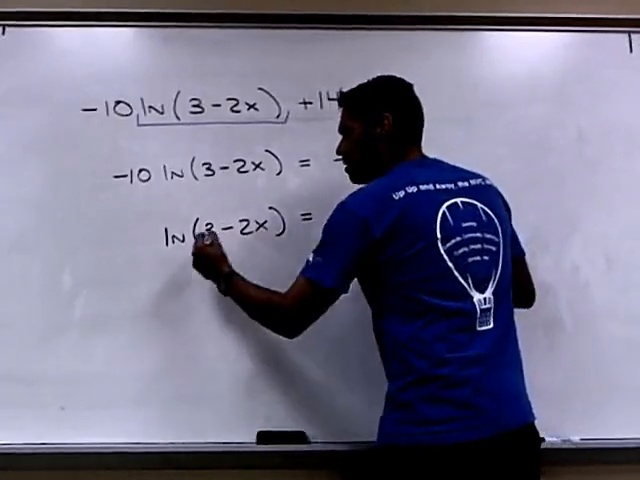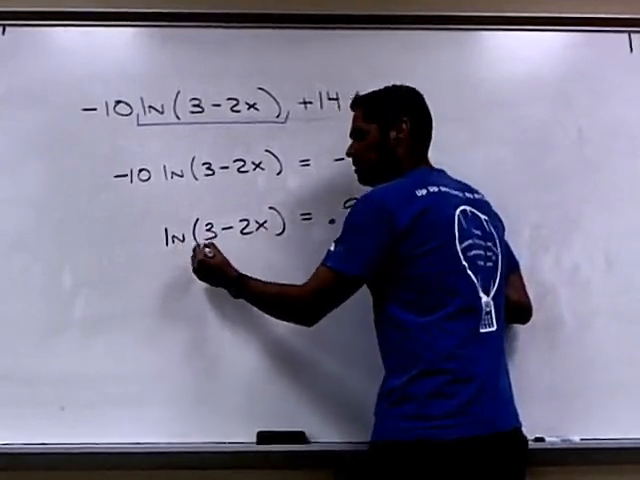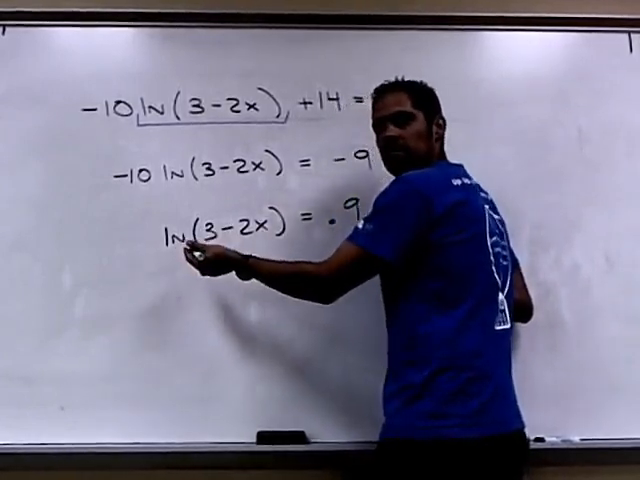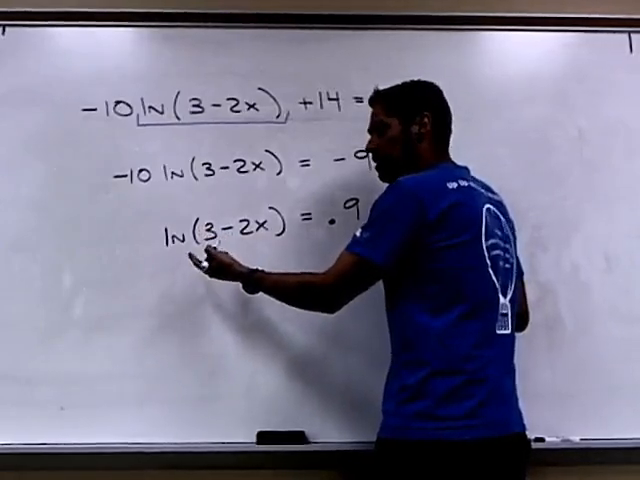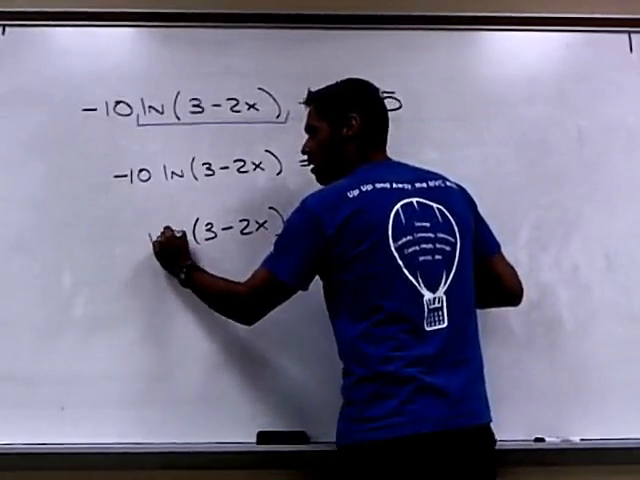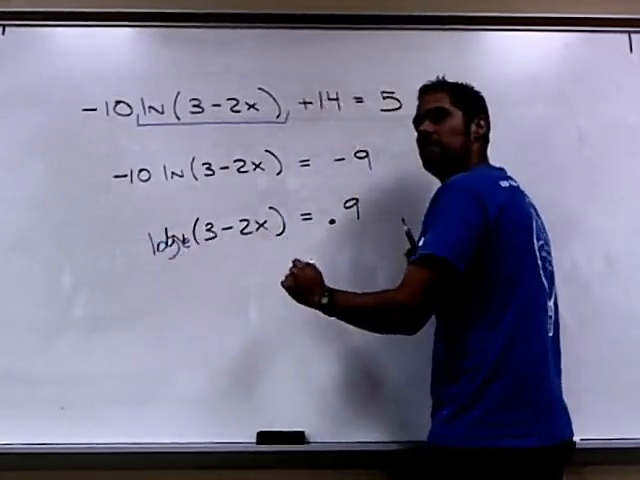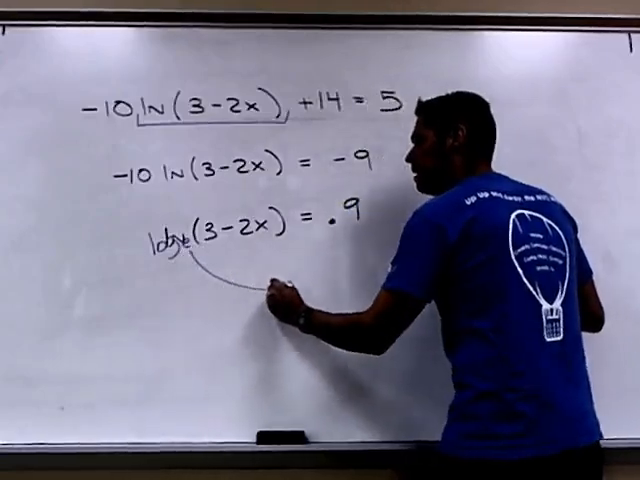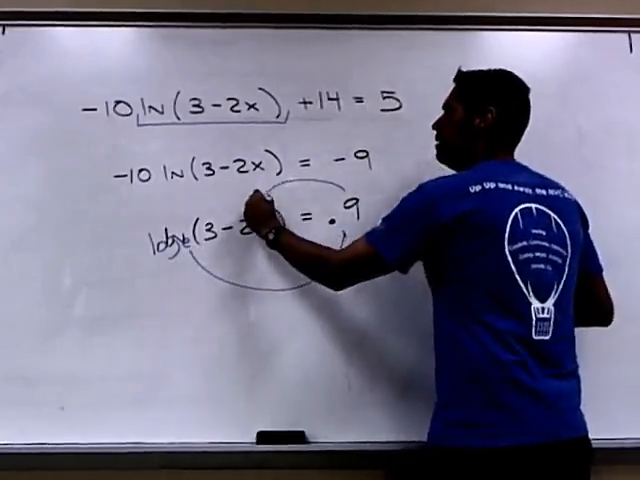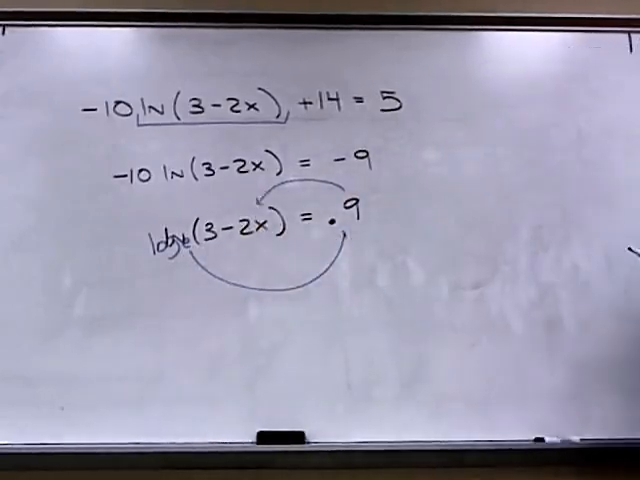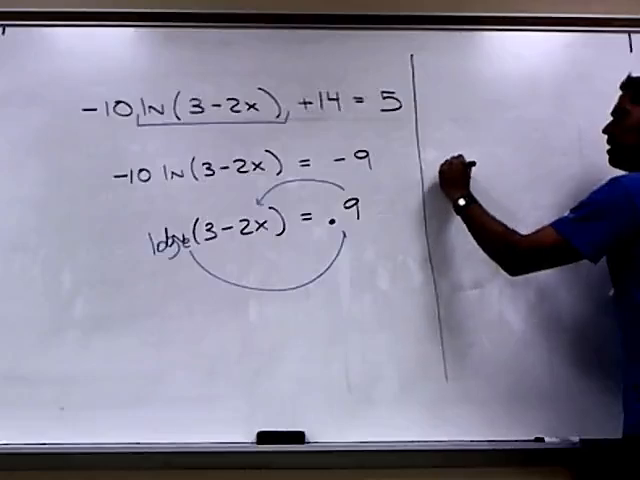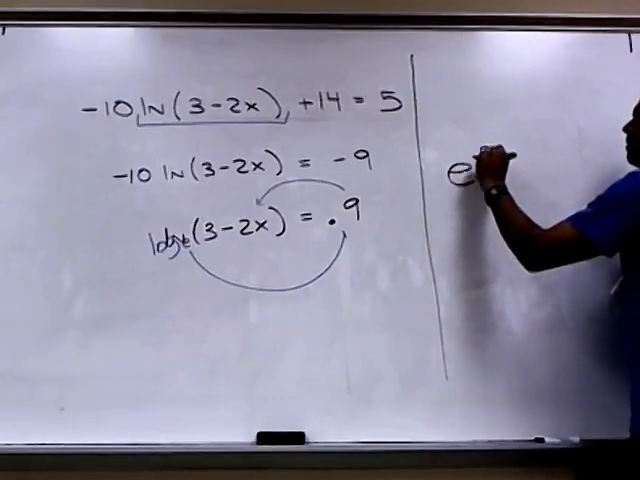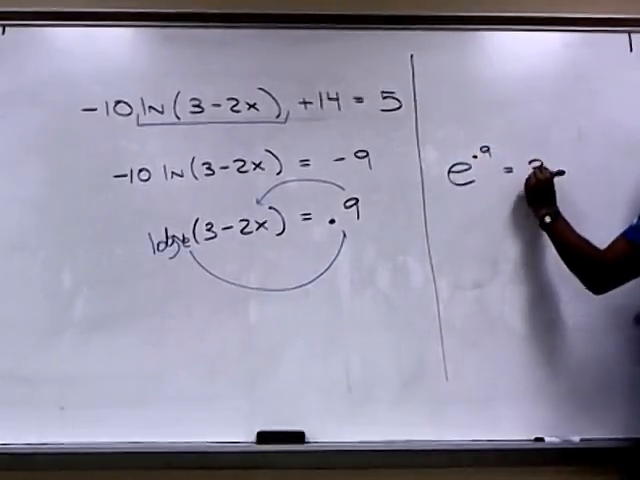That's right. Look, I'm supposed to do the loop, but where the hell's the base? What is the base? E, because it's natural log, right? So you just need to remember that this really means log base E, right? Which means it's going to be this, right? Which for us we could write E to the 0.9 must be equal to 3 minus 2x.